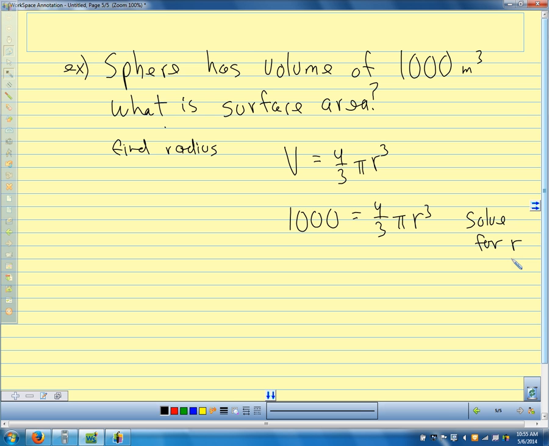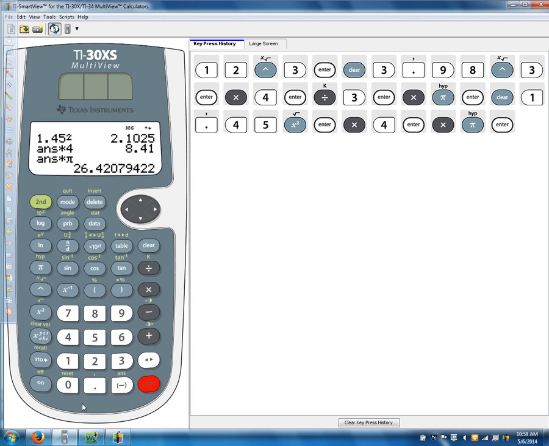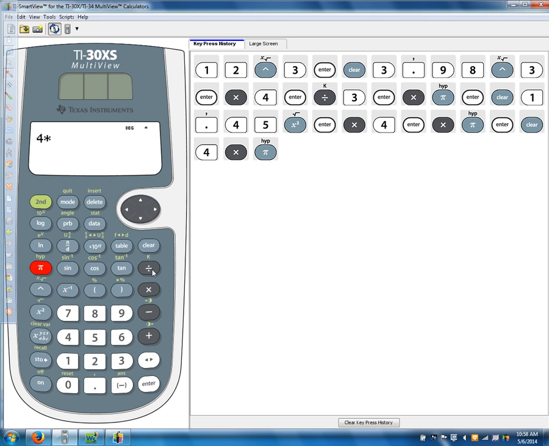So how are we going to solve for the radius here? Divide by 4/3 pi. So first let's just turn 4/3 pi into a decimal. Let's multiply pi by 4 and divide by 3. So let's do that in our calculators. 4 times pi, and then divide that by 3. I get 4.18, I'll say 4.189.